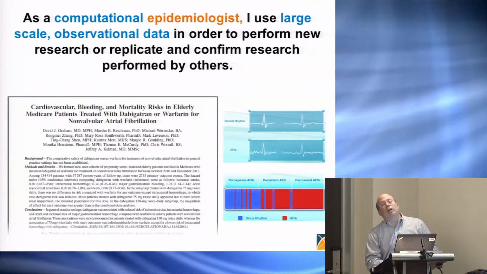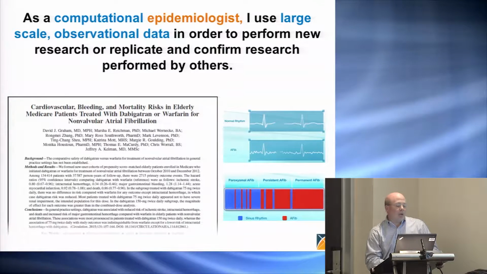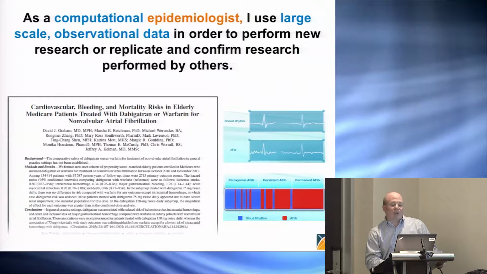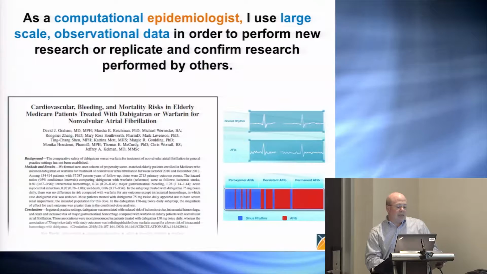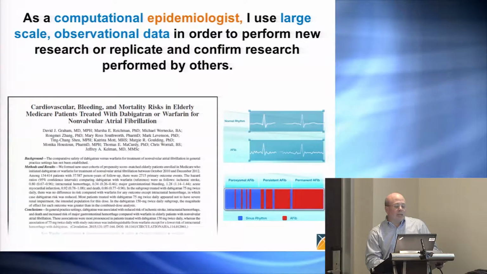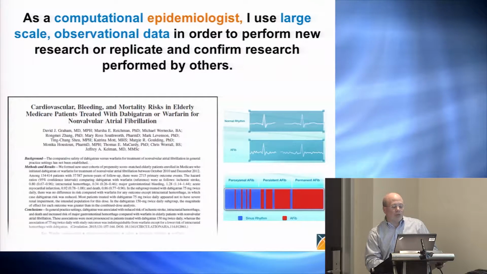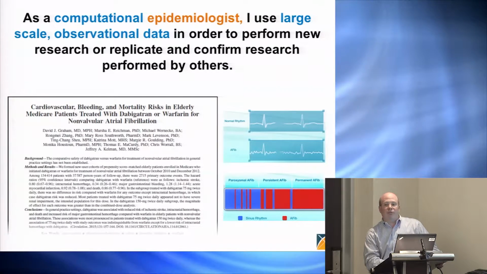And to ground what we're going to talk through, I'm highlighting one study which has been used a couple times and referenced yesterday, which is this Graham paper, where what we're looking at is cardiovascular, bleeding, and mortality risks in elderly Medicare patients treated with dabigatran or warfarin for non-valvular atrial fibrillation.